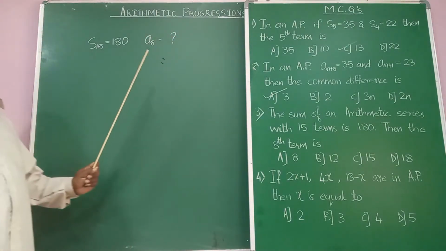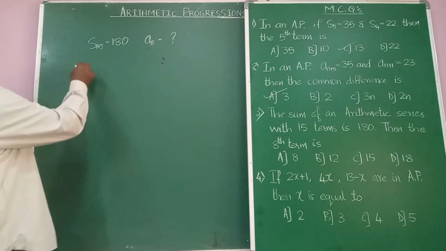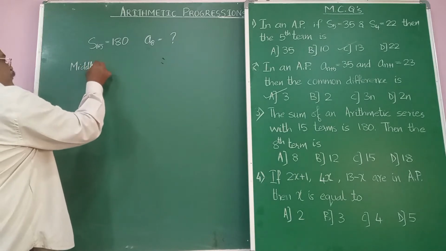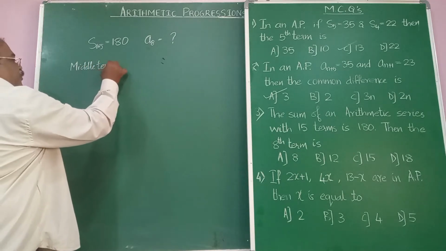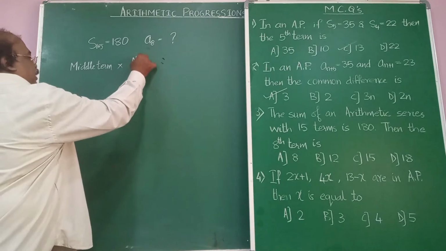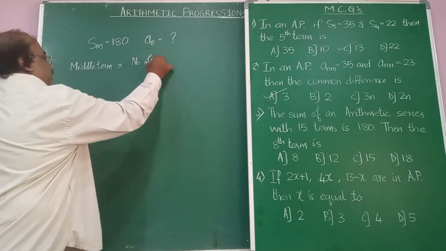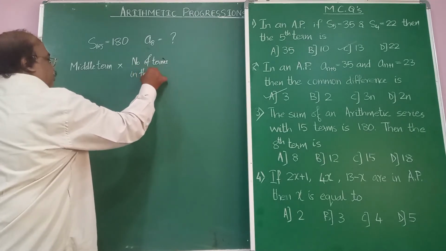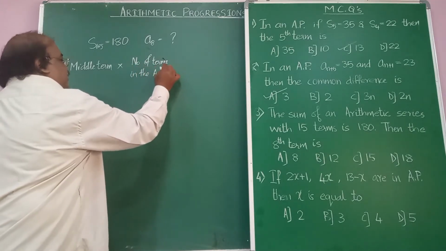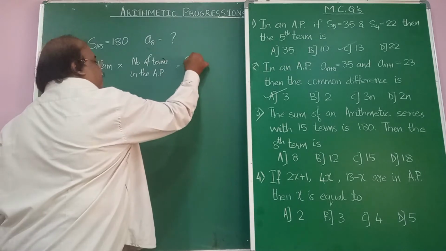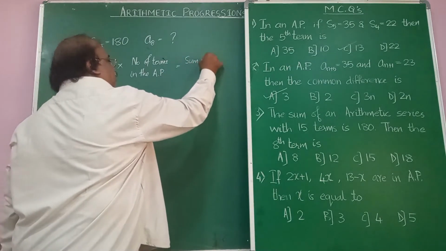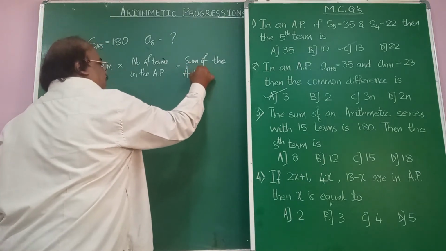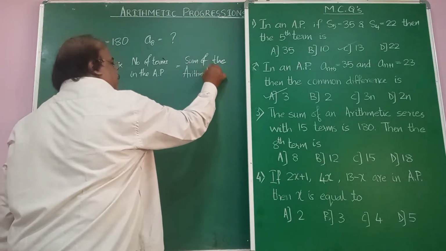I had given you a formula that the middle term of an arithmetic progression, when multiplied by the number of terms in the AP, will give you the sum of the arithmetic series.